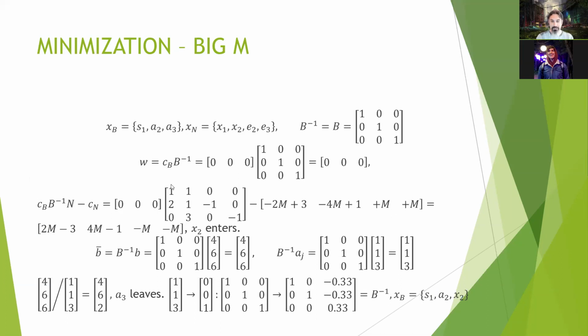Now, as you can see, we have M values, we have found the W, we have calculated the optimality condition, and we are going to check who has the greatest positive value. Why? Because it's a minimization, so we're going to get rid of the positive values, which is 4M minus 1, so x2 enters. Okay, who leaves?